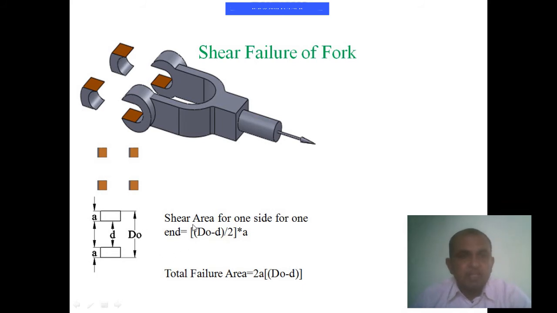You can find the shear area for one side, for one end, which is equal to in bracket DO minus D divided by 2, bracket complete, into A. For the total area of both sides, it is twice A in bracket DO minus D. In this way you can find the dimensions of this fork based on shear failure, where tau is equal to P divided by twice A in bracket DO minus D.